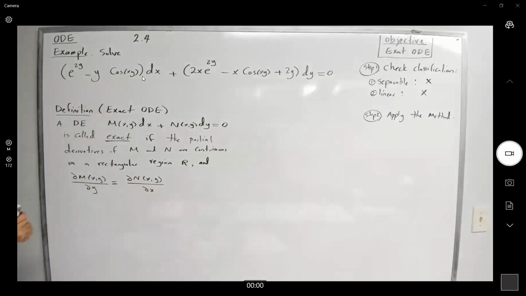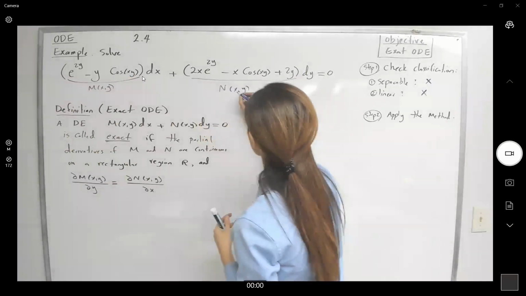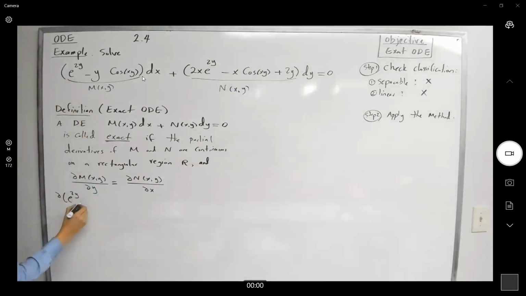So here you have your scalar function m, and here you have a scalar function n of x and y. So obviously partial derivatives, they are all continuous. Now let us check the left-hand side, partial derivative of m with respect to y. So here you have the partial derivative of e to 2y minus y times cosine xy with respect to y. Okay. So the partial derivative of e to 2y using the chain rule is just 2 e to 2y minus.